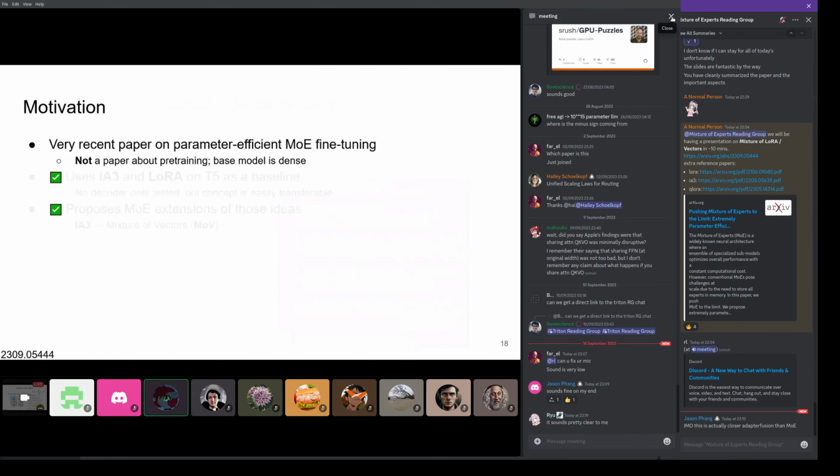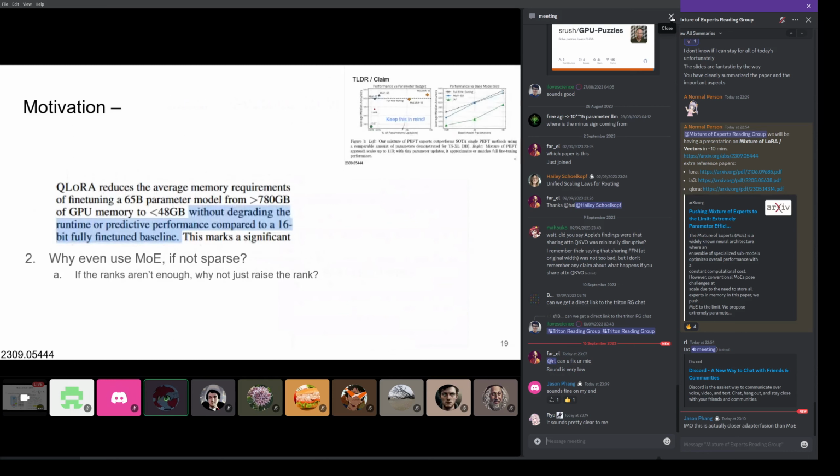But that was an interesting aside. Now that we have covered what the mixture of LoRa and mixture of vectors is in a conceptual framing, we can now go over the motivation for doing this at all. Of course, at the beginning, I showed this slide saying that the mixture of vectors and mixture of LoRa perform better than low rank adapters and IA3. But is that even true?